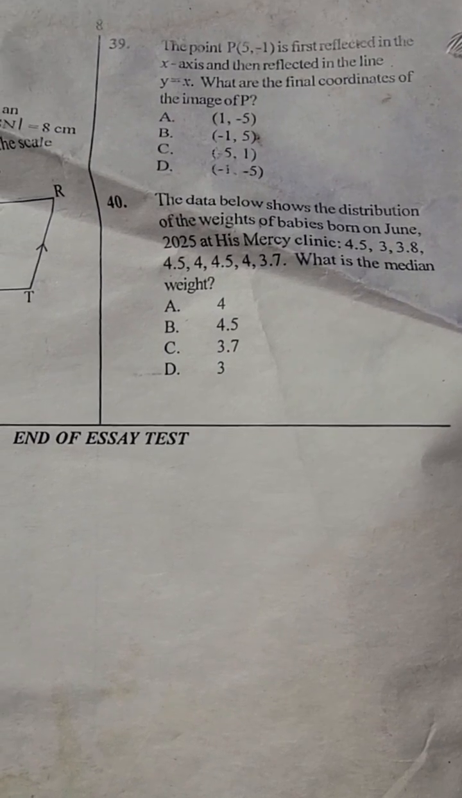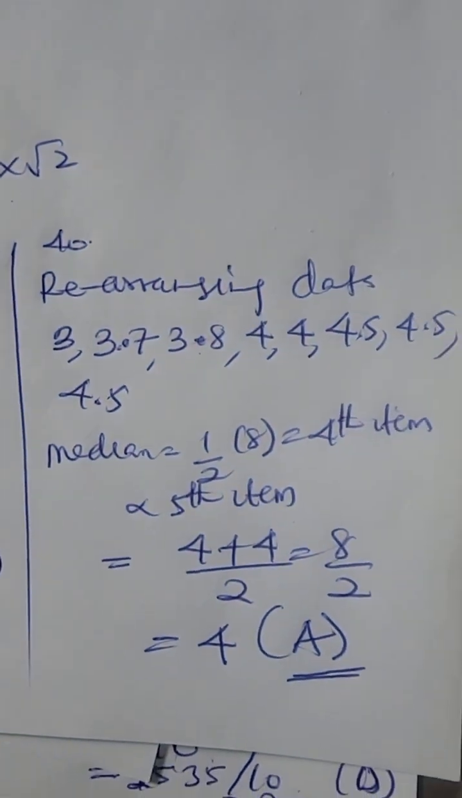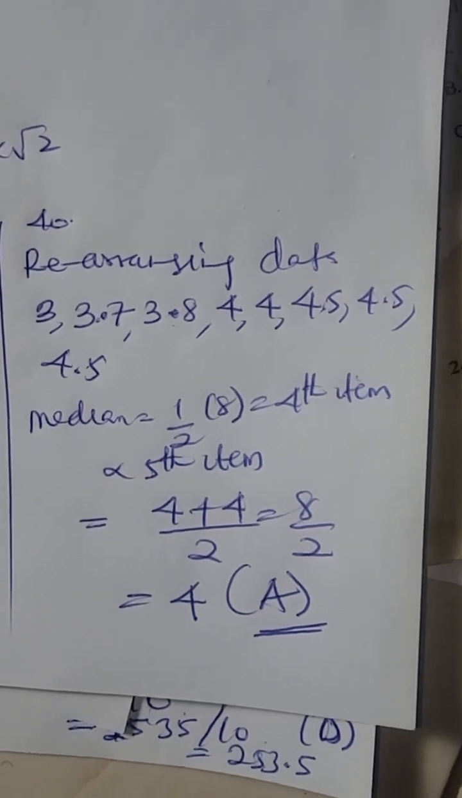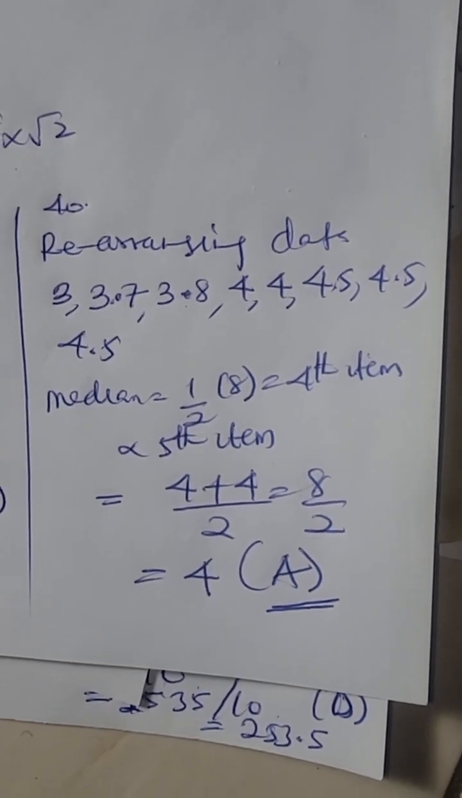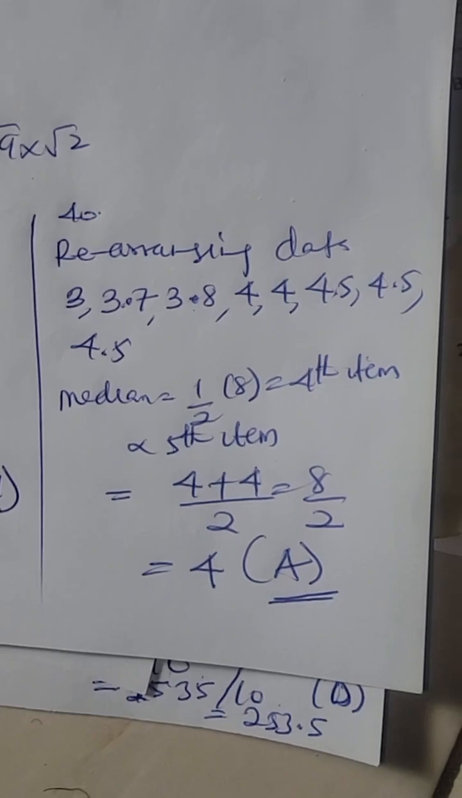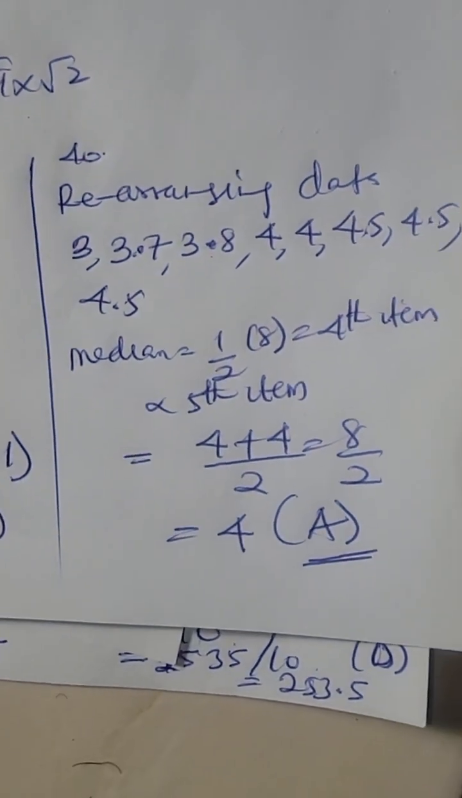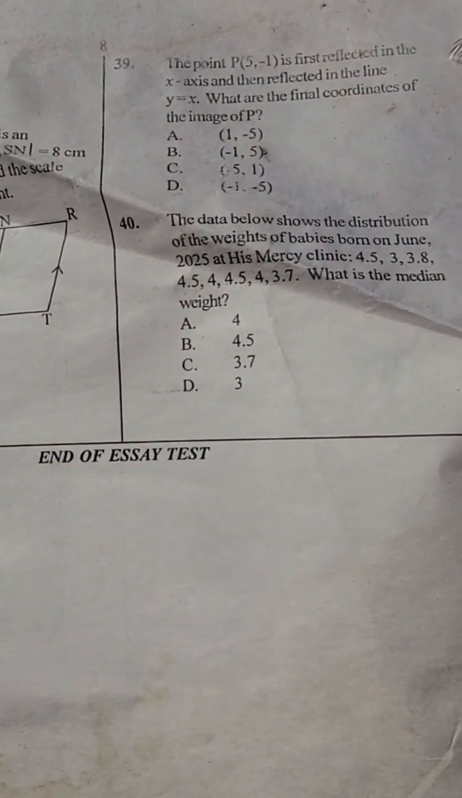Question 40. Rearrange them if you want to find the median. 3, 3.7, 3.8, 4, 4, 4.5, 4.5, 4.5. So median, half of the 8 numbers, and that's the fourth and then the fifth. So the fourth and fifth from the rearrangement are 4 and 4. You add them and divide by 2, and that makes your median 4.